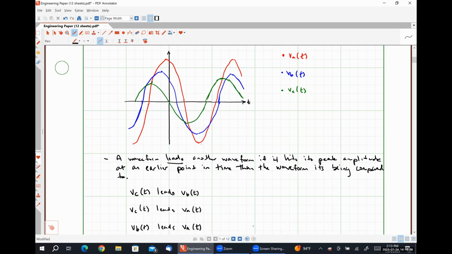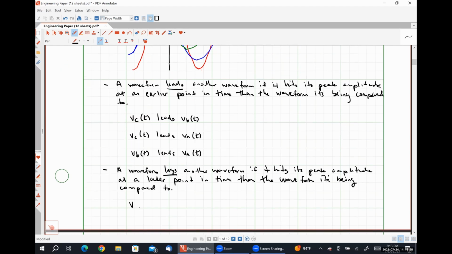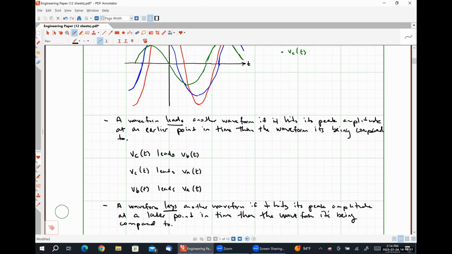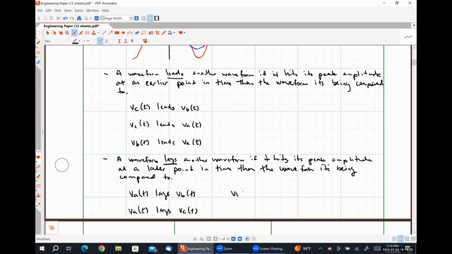So for this specific set of 3 voltage waveforms, VA hits its peak last, so more to the right than the other two. So VA is lagging both VB and VC. And since the blue curve, VB, hits its peak later in time than the green curve, VC, we can also say that VB lags VC of t. Okay.